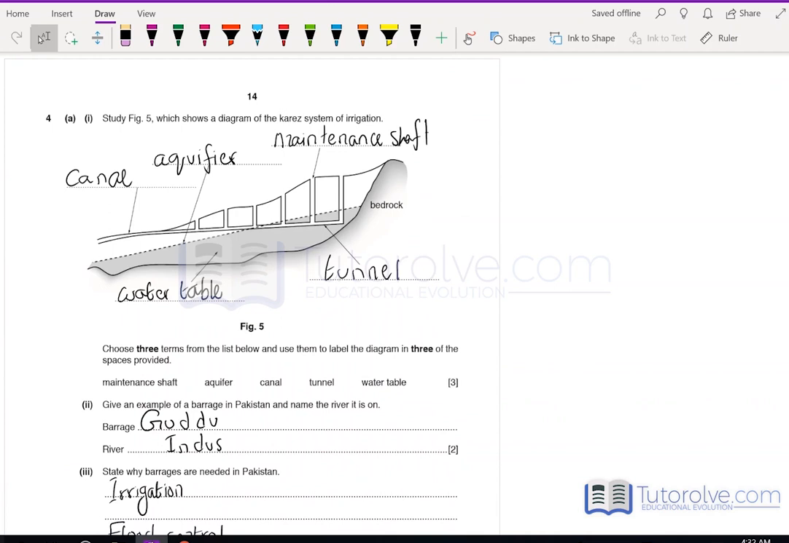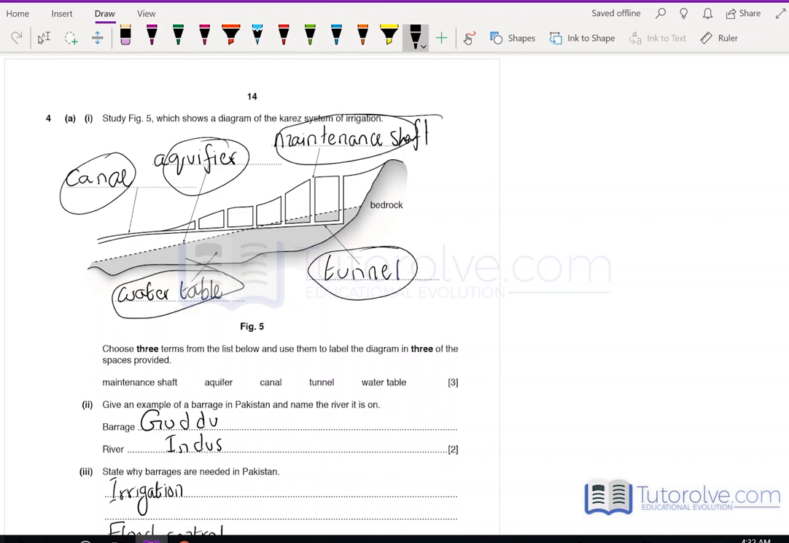Here we have a diagram of a karez system, which is used for irrigation. These are the labels that have been done: canal, an aquifer, this is the maintenance shaft, water table, and tunnel. You only have to choose three, so any three labeled in this way would get full marks.